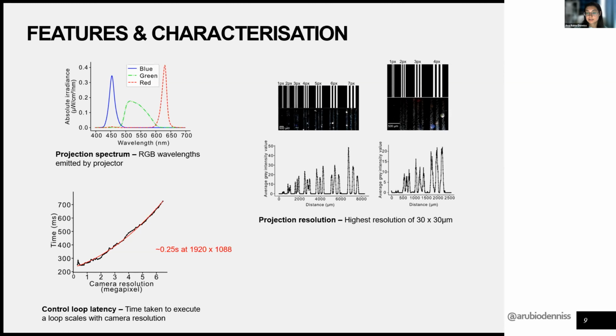And in terms of the resolution of the projection, at the moment, the smallest resolution, so 1 pixel on a projector, maps to a 30 by 30 micron space in real terms. So that's about the size of a mammalian cell, like a skin cell or something.